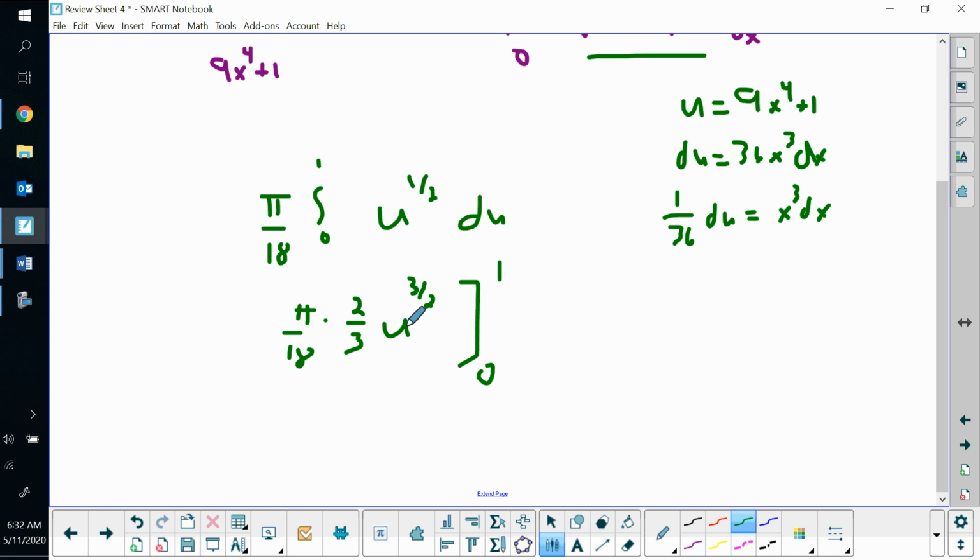Now remember, you still have to replace u with what it's equal to. So if we do this 2/3 times pi over 18, you can take a 2 out of the top and the bottom. So this would become pi over 27. U is 9x to the fourth plus 1. And then we're to the 3 halves, from 0 to 1.